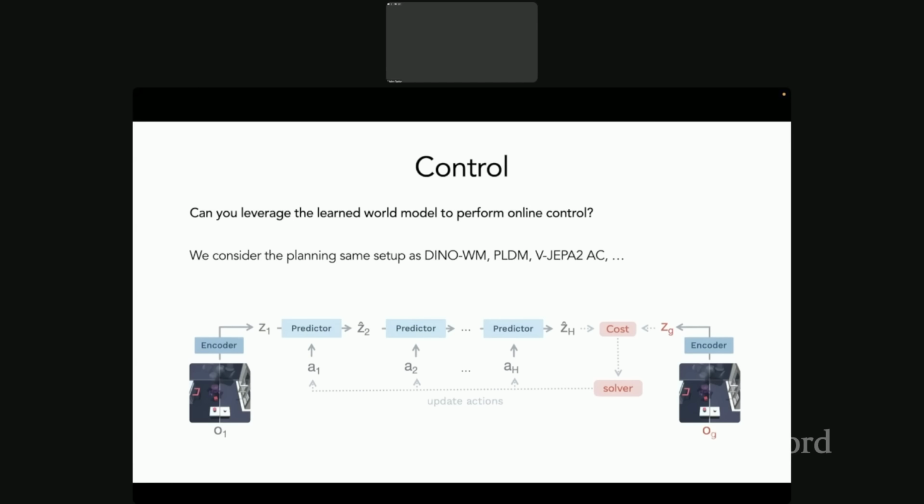And after each step, you compare how far you are in your latent space from the representation of the goal. It can be MSE, for instance. You use the MSE loss to estimate how far you are from your goal. And because your predictor is differentiable, you can, for instance, backpropagate to the actions, to optimize the sequence of actions to minimize the distance to your goal.